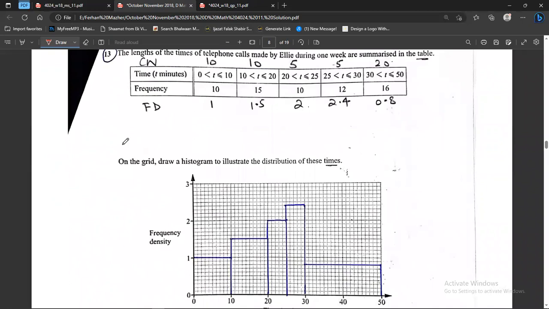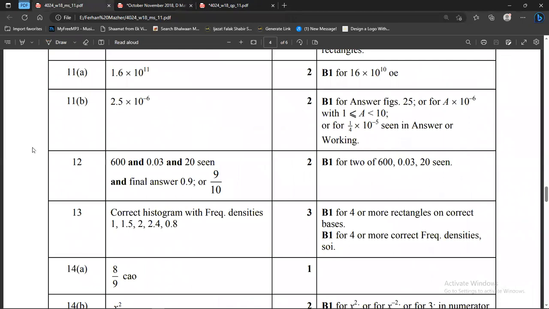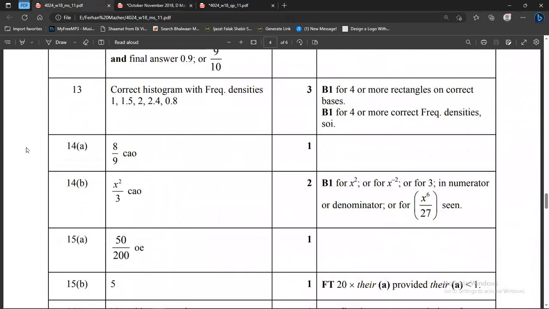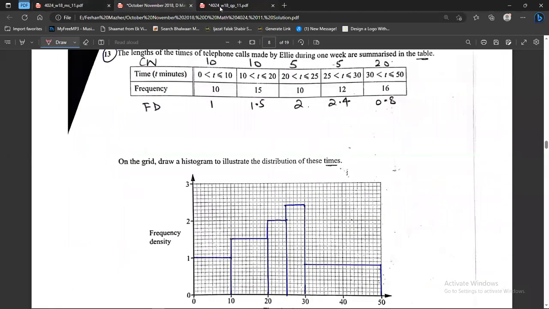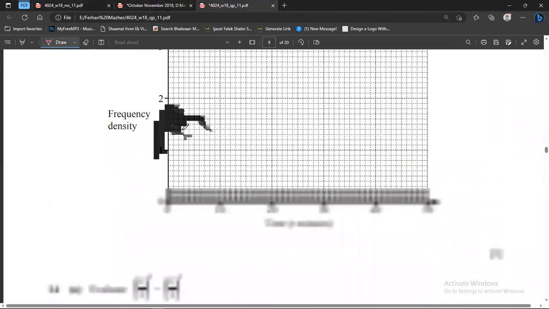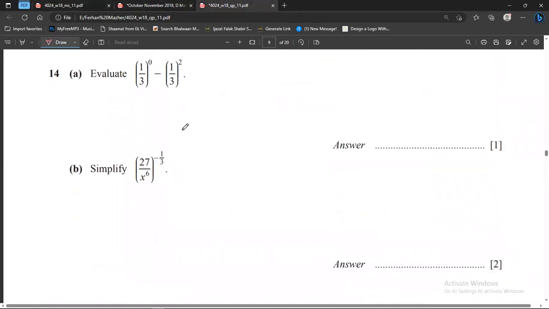Now the whole question is showing up on your screen. You can pause the video and take your time with this question. This is question number 13. 1, 1.5, 2, 2.4, 0.8 is the frequency density. Our answers are right. Hopefully you understand how we have drawn this. So we have question number 14.